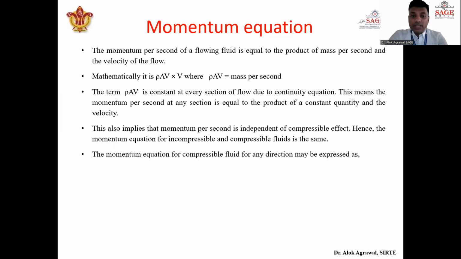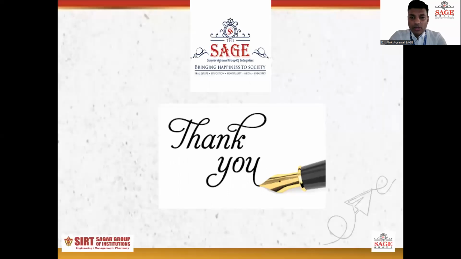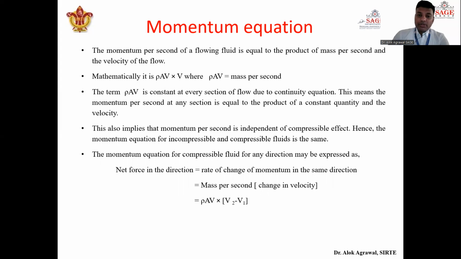Okay. Now the momentum equation for compressible flow in any direction can be expressed as: net force in the direction will be equal to the rate of change of momentum, as per Newton's second law of motion. So rate of change of momentum is equal to mass per second into change in velocity. Mass flow per second is rho into A into V, we have seen, and change in velocity is final velocity minus initial velocity, that is V2 minus V1. Okay, so this is our momentum equation for compressible flow, which is independent of the variation in density, because rho when combined with area and velocity gives a constant quantity. So it will be like that.